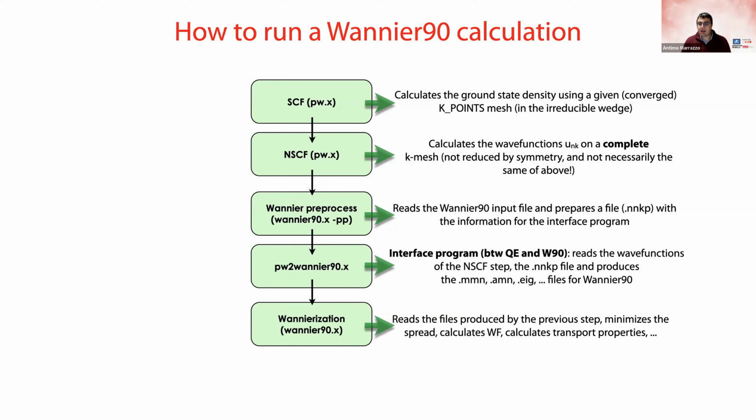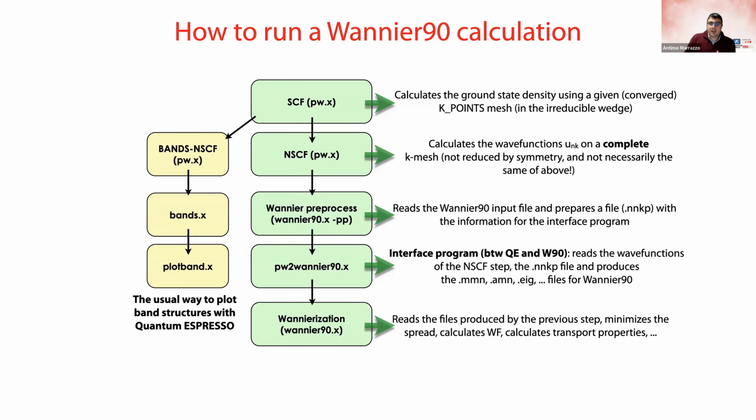Wannier90 reads this MMN, AMN, and EIG and other files and minimizes the spread function, gives you the Wannier functions, interpolates the band structure, and calculates transport properties, depending on what you want the code to do. Of course, if you do a DFT calculation, you can still do band structures the usual way, so the direct calculation, and so you would do a bands calculation, an SCF, or an NSCF.